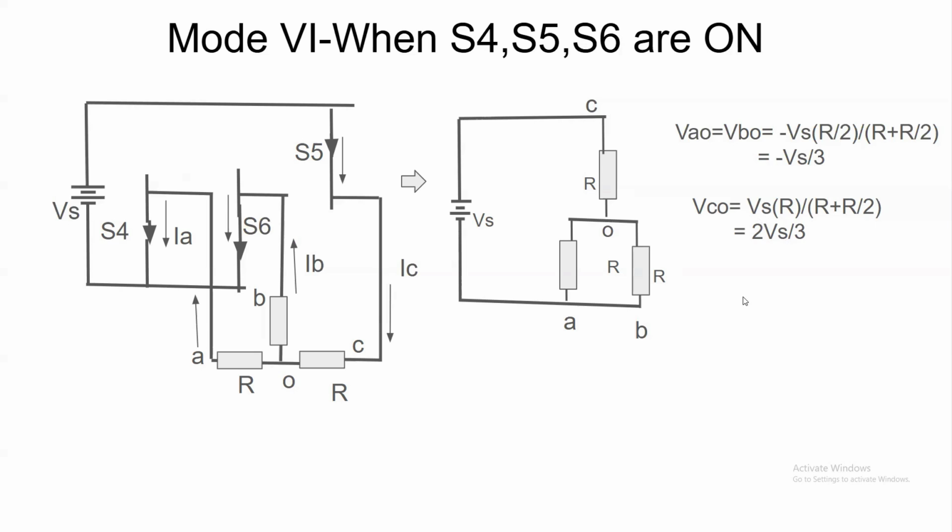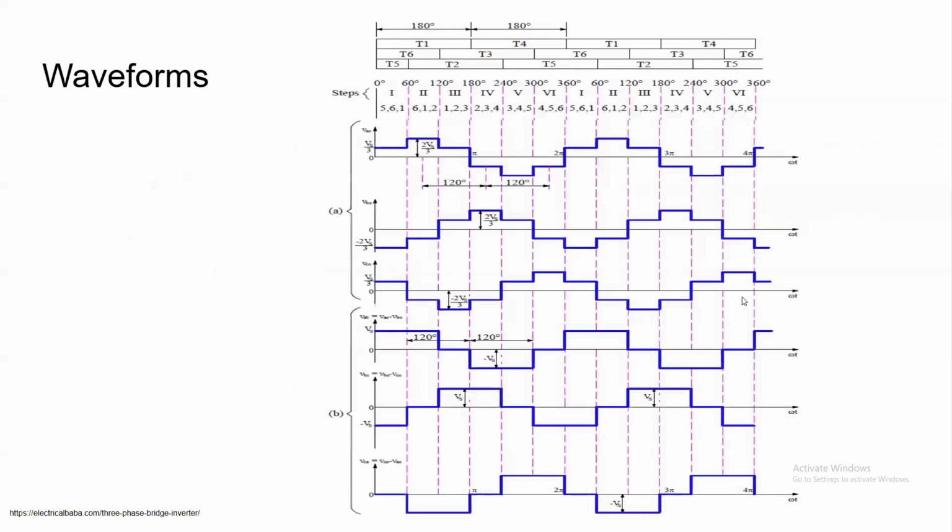So we have obtained the voltages of 3 different phases for 6 different modes. So we can draw the voltage waveforms in this manner. We have taken the switching pulses of all the 6 switches here. Mode 1, in which the 561 combination conducts. Mode 2, 612. Mode 3, 123. Mode 4, 234. Mode 5, 345. Mode 6, 456. So again, it is going to continue.